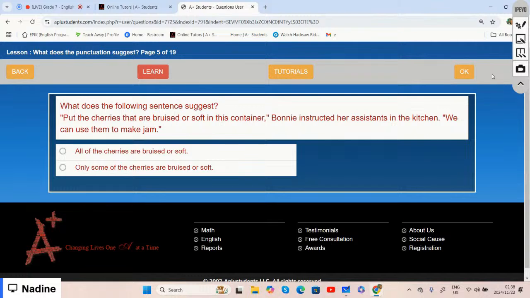And then one more. We need to say what the following sentence suggests. It says, put the cherries that are bruised or soft in this container. Bonnie instructed her assistants in the kitchen. We can use them to make jam. We need to say what that sentence suggests. Does it suggest that all of it is bruised, or only some of the cherries are bruised or soft?